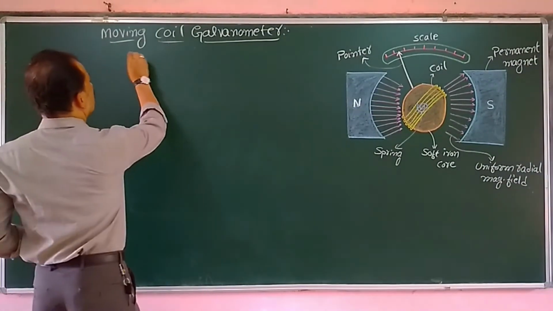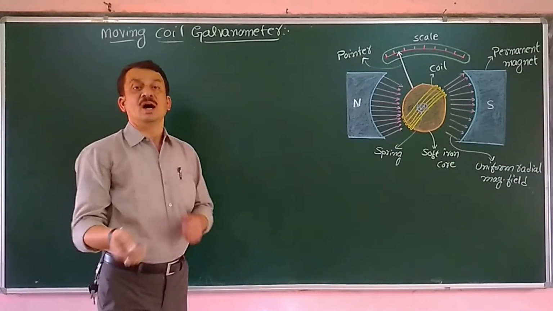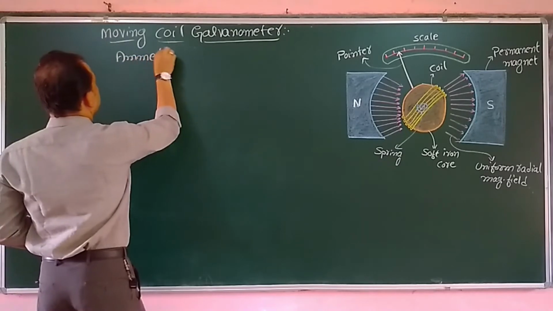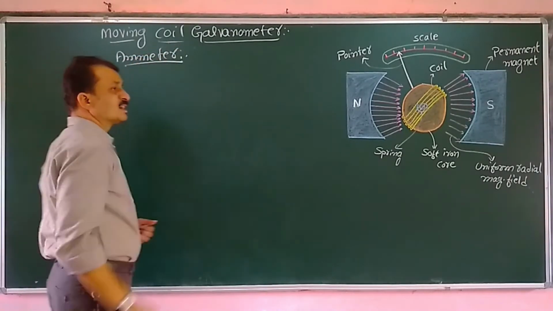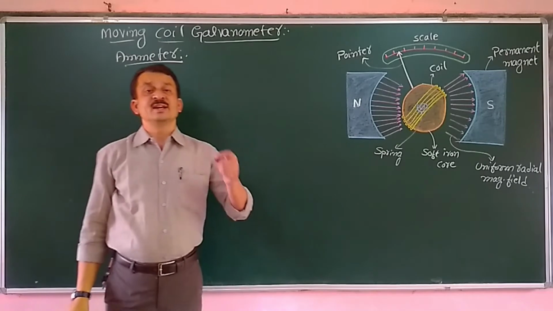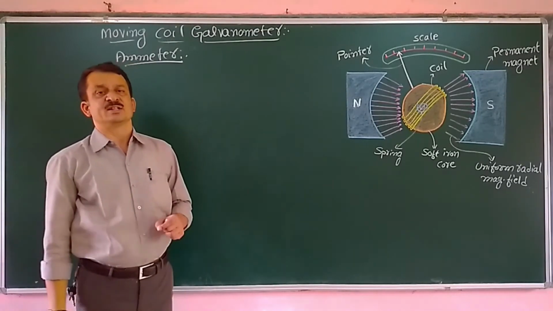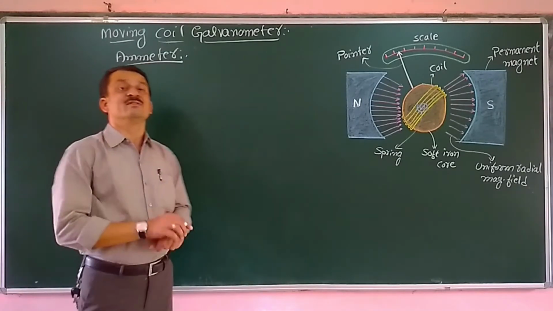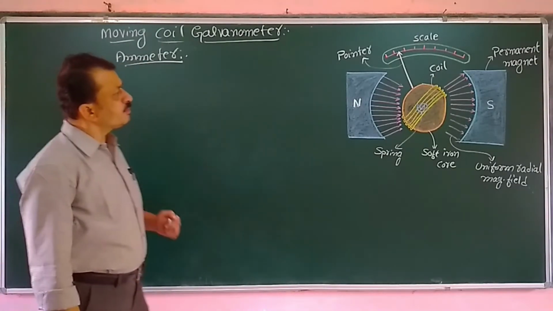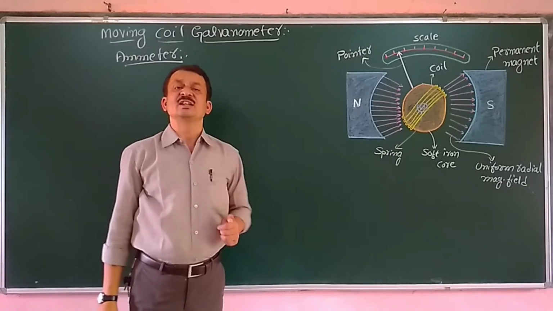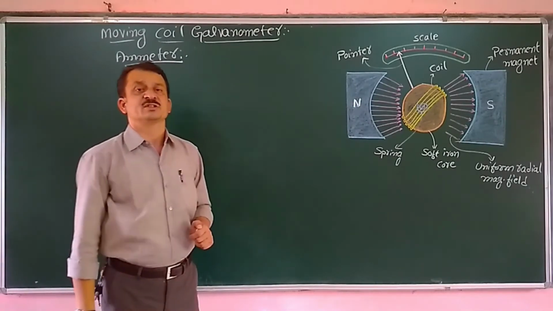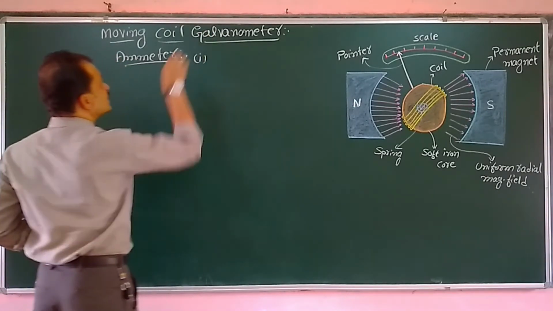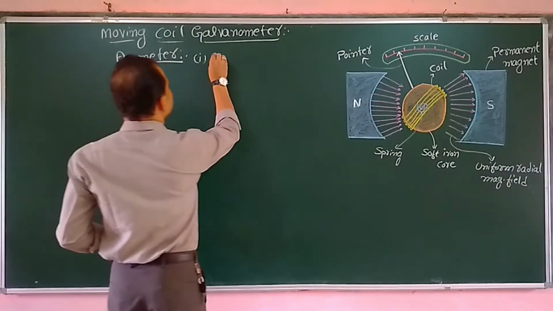Next: how can you convert the galvanometer into an ammeter? What is an ammeter? An ammeter is a current measuring device. What is a galvanometer? A galvanometer is a current detecting device. Why can't we use this galvanometer to directly measure the current? Because of two reasons. One is that this galvanometer is highly sensitive.